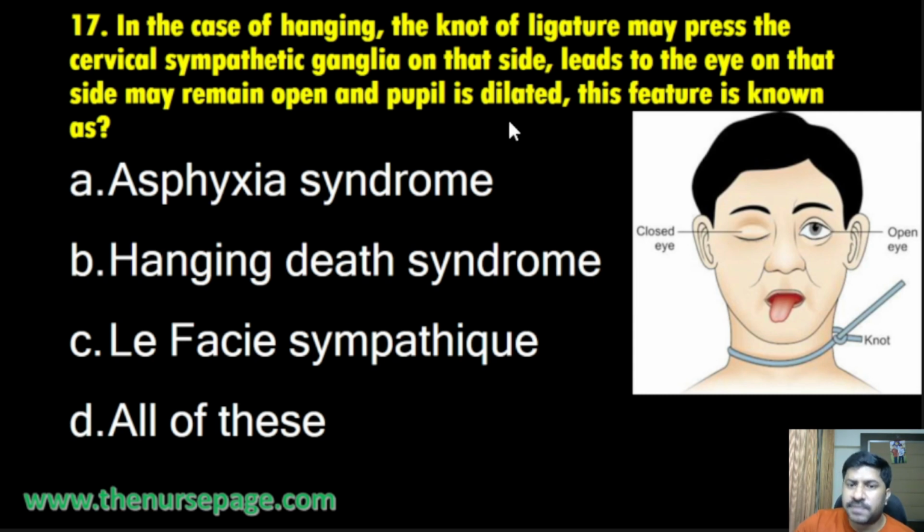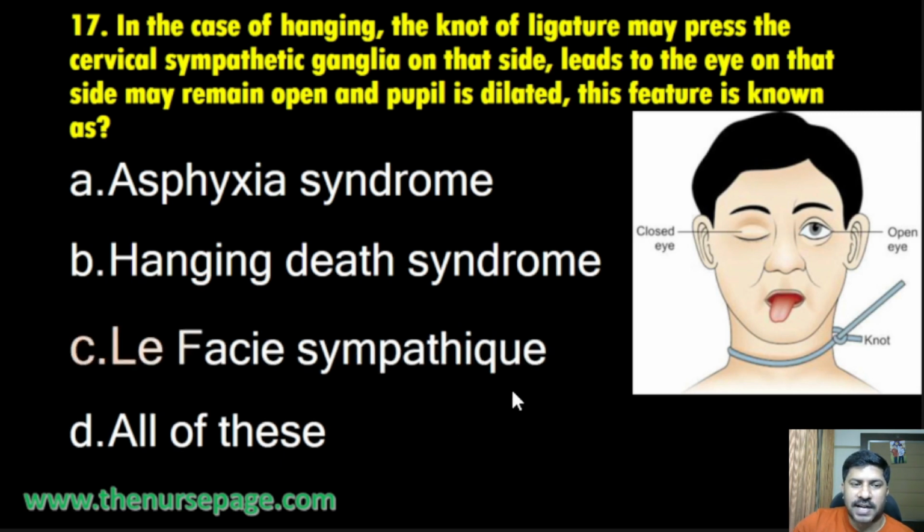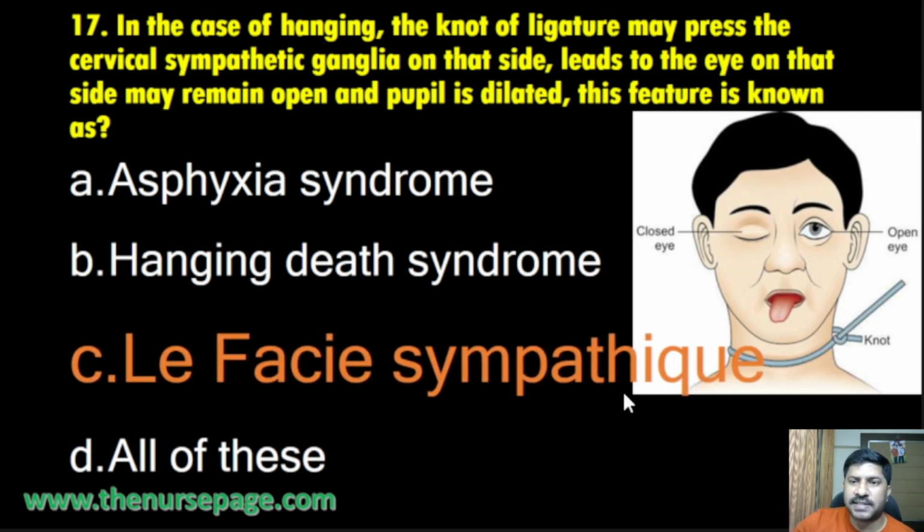This feature is known as that because of compression of the cervical sympathetic ganglia of the body due to the knot compression, which leads to the opening of the eye on that side and dilation of the pupil. The opposite side will be closed. So options are asphyxia syndrome, hanging death syndrome, lay facie sympathic, all of these. So the correct answer is option C, that is lay facie sympathic.